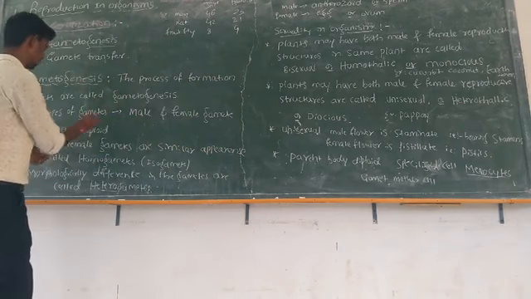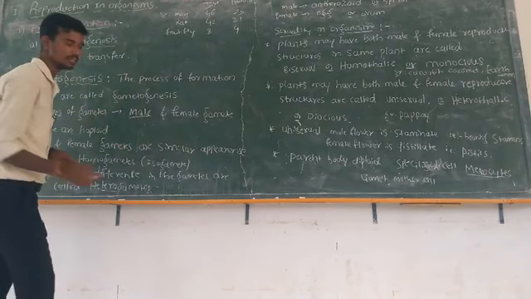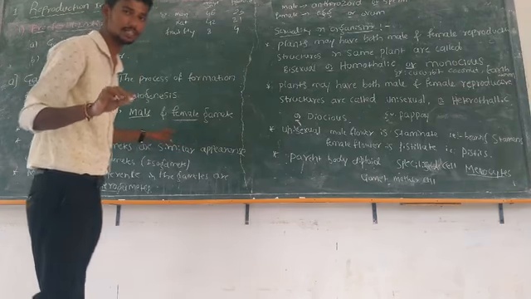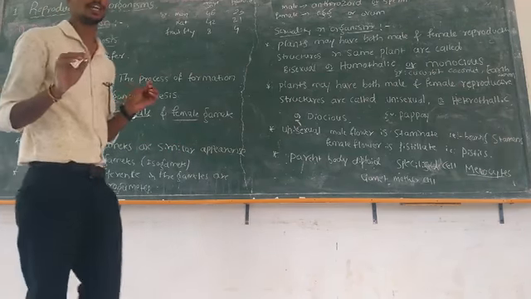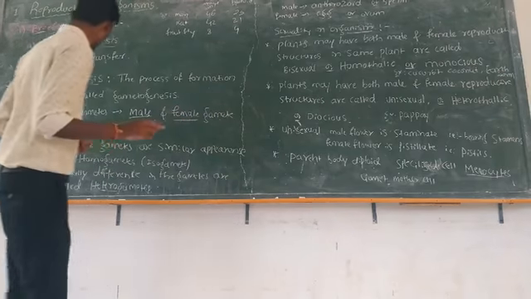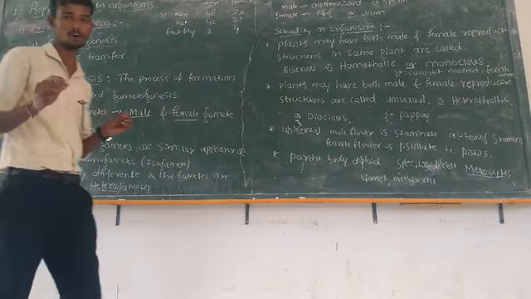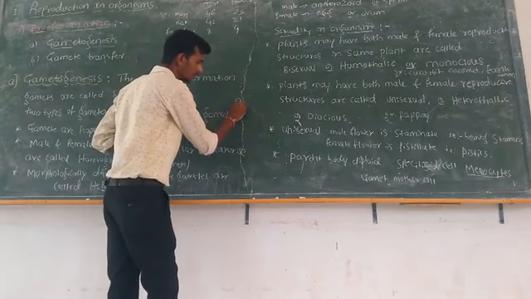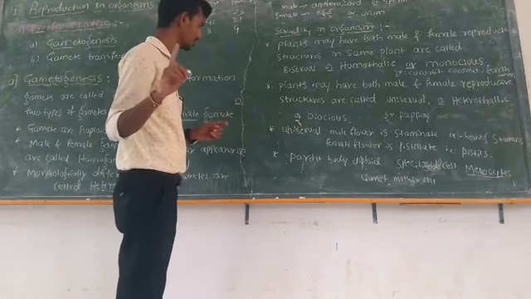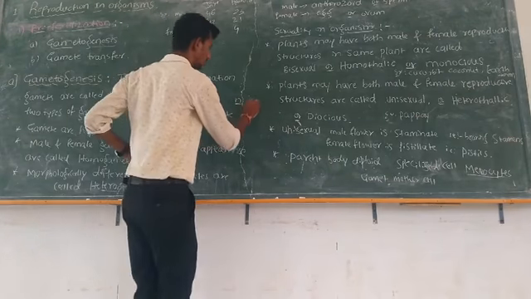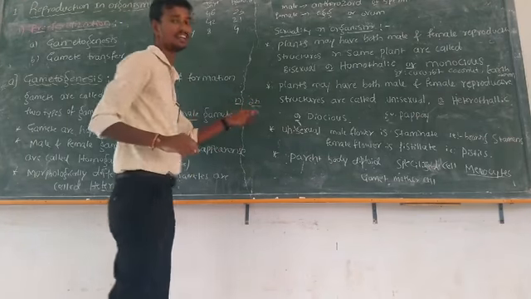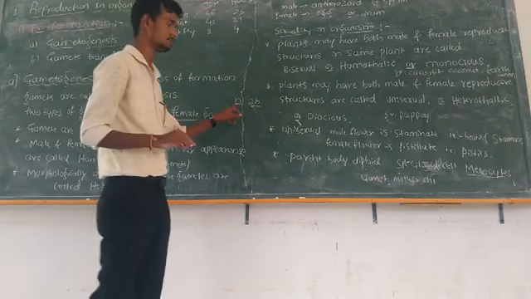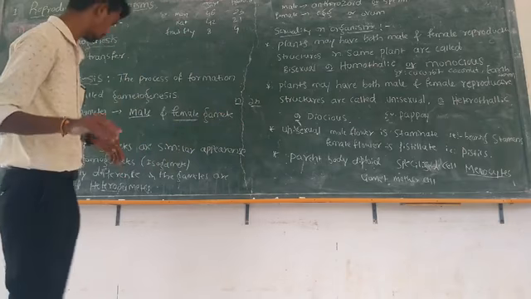In gametogenesis, there are mainly two types of gametes: the male gamete and the female gamete. These are the important gametes in all living animals. Gametes are haploid in nature. Haploid means they have n number, where n means only a single set of chromosomes, and 2n is diploid in nature.